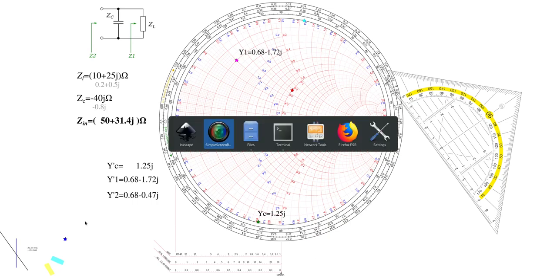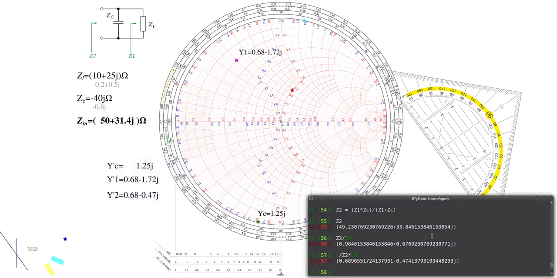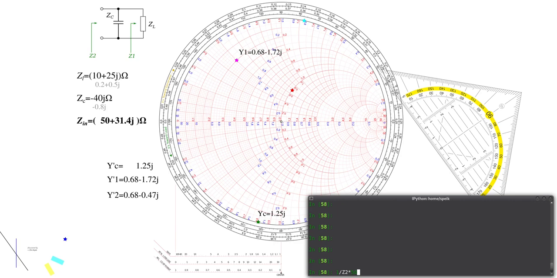You can double check that again using our Python tool. Again, I prepared a little bit of what's going on here. My ZL is 10 plus 25J. My ZC is equal to minus 40J. And when I put the two in parallel, I have to do the famous parallel formula: ZL times ZC over ZL plus ZC. And I just realized I called it Z1.